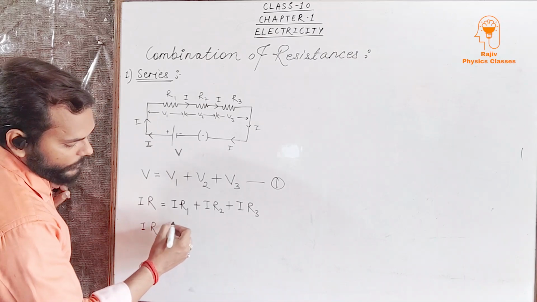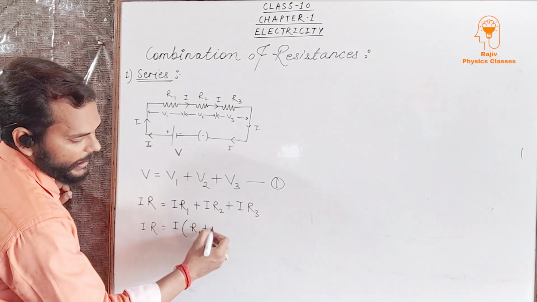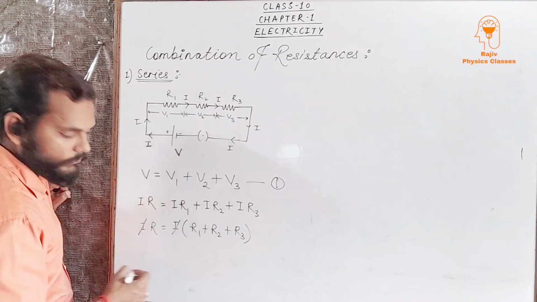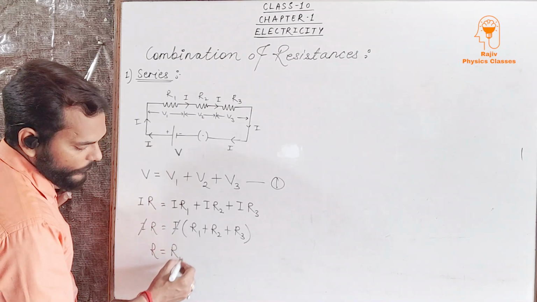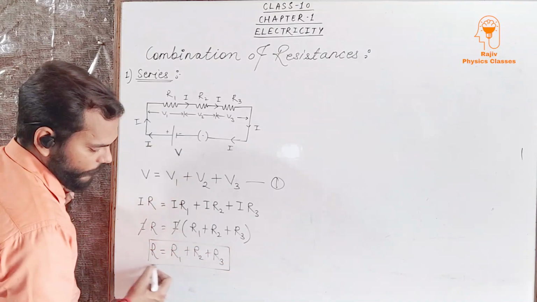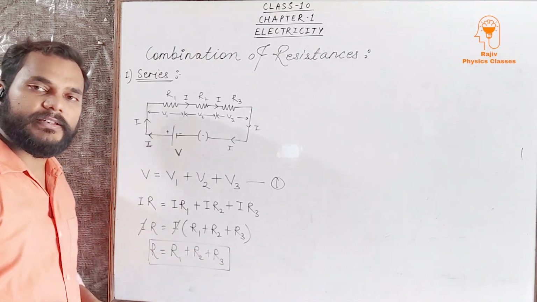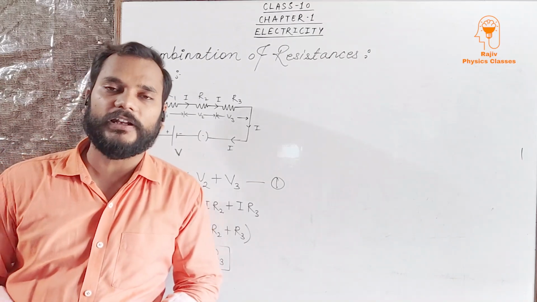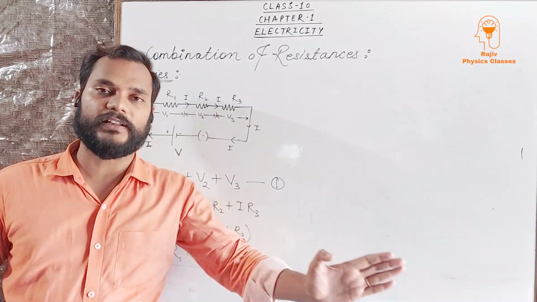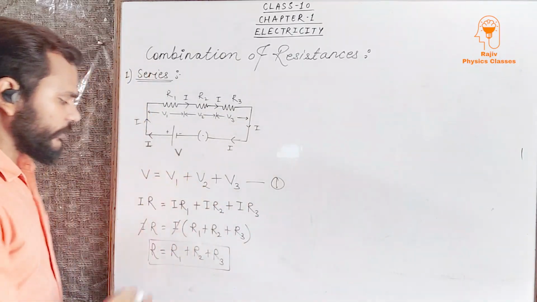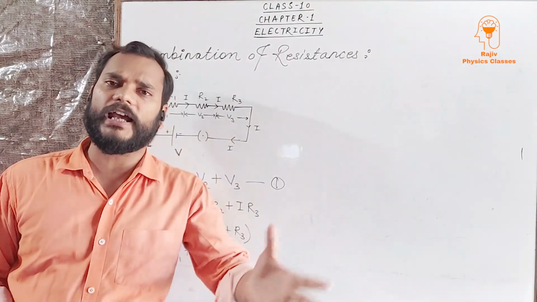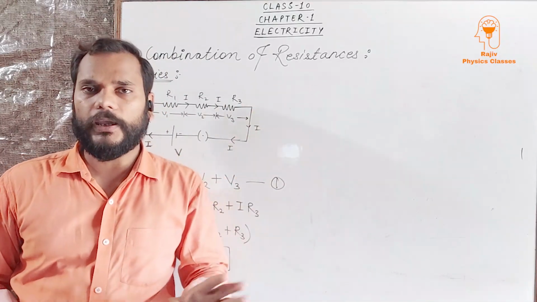Now IR equals to, if I take I common, here it becomes R1 plus R2 plus R3. The value of I and I can be cancelled from both the sides. So here R equals R1 plus R2 plus R3. Now remember what formula I told you. The combined resistance or the equivalent resistance in the series combination will be the algebraic sum of individual resistances connected in the circuit. So this is only the example for 3 resistances. We can also take this for 4 resistances, for 5, for 2, for many more. Okay.